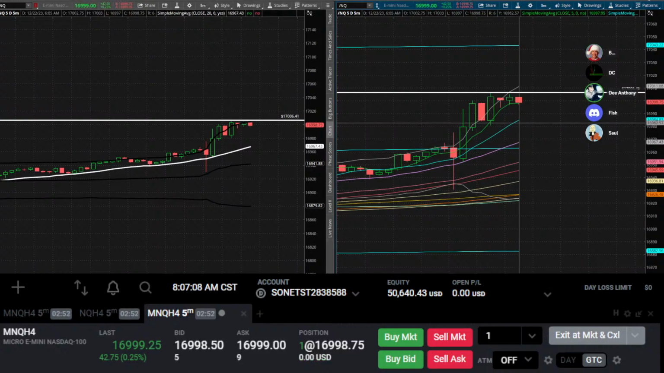Nasdaq still trying to hold this support here on the 5-minute 5 SMA. Getting a little flat here, a little flaggy. If we do start to lose this 5 SMA, I've got support at 16,984. That'll be the next kind of bounce spot. See if the bulls want to hold that area, and then below that is 967.